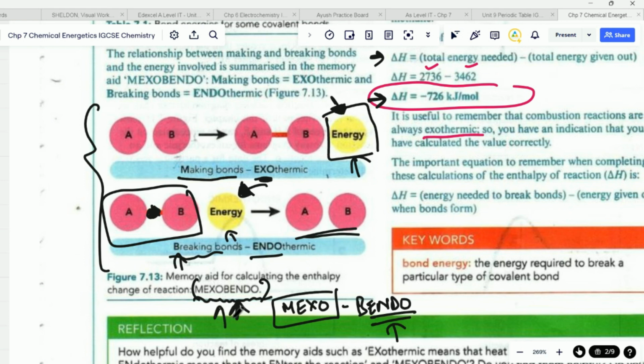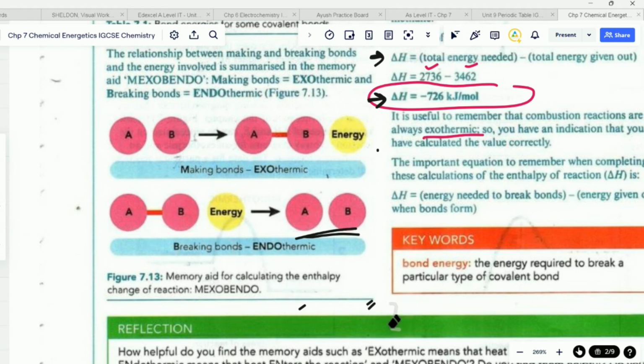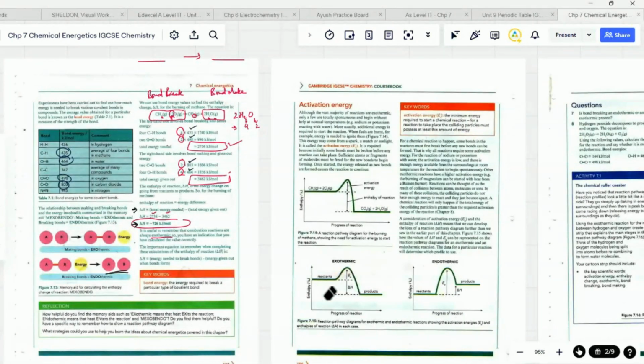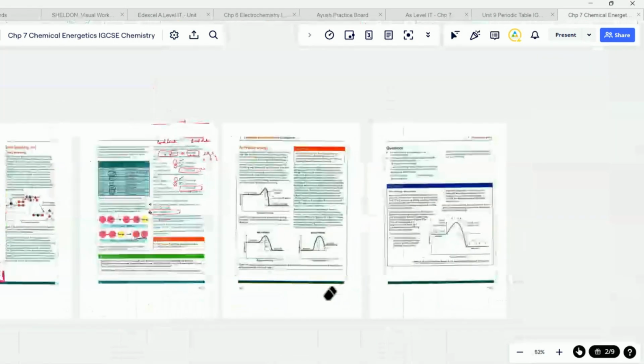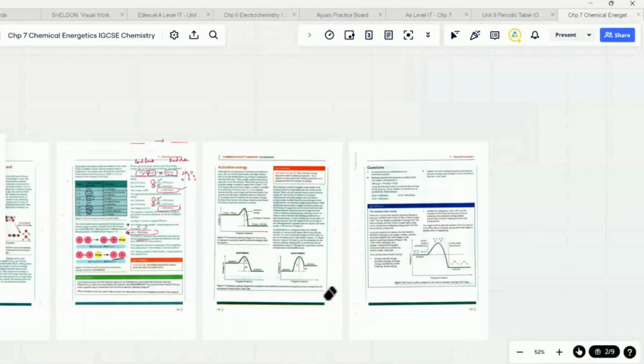So do not forget this mnemonic, the mexo-bendo. This will be very useful for you all. Now let's move on to our next slide, that is the activation energy part. Yes, let's start off with the activation energy.